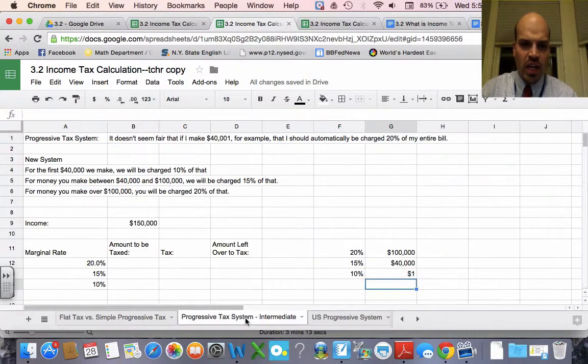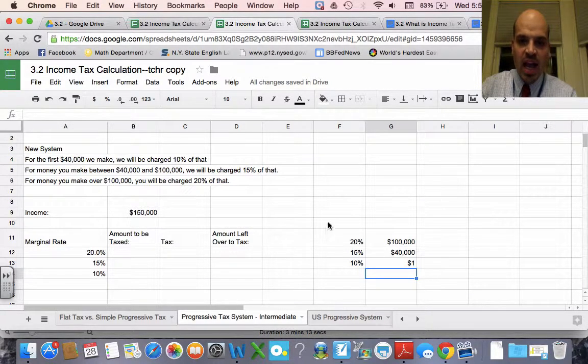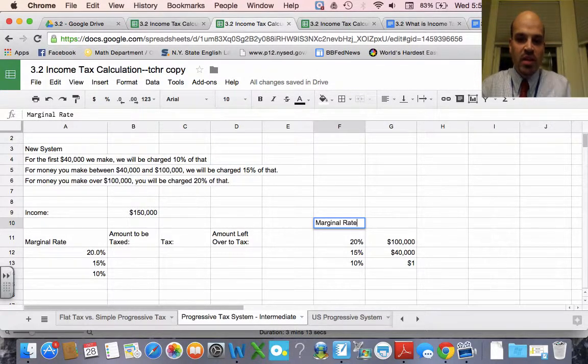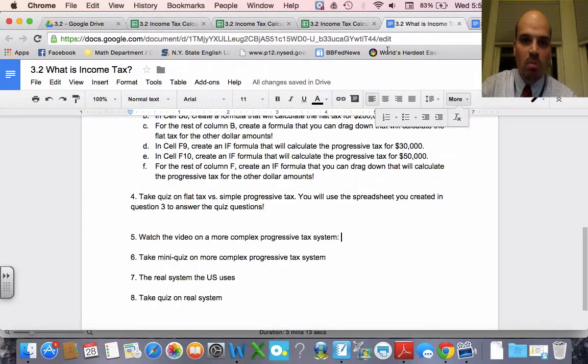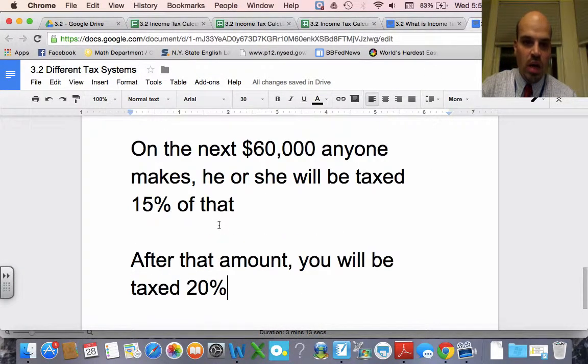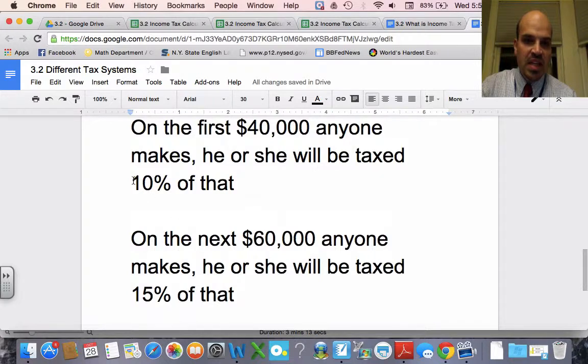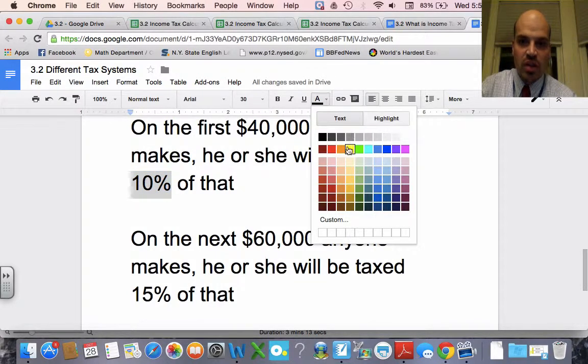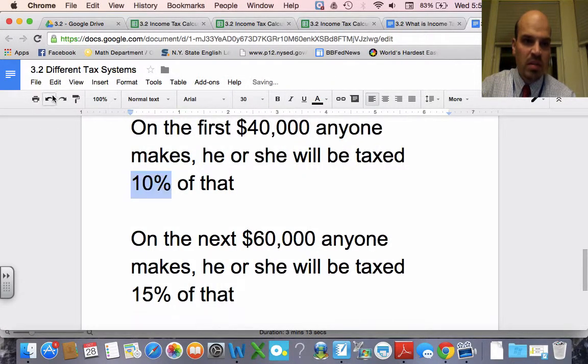This is a little tricky. We're going to set up almost an amortization table. So for example, over here I have what's called a marginal rate. Those tax rates that we discussed are called marginal rates. This is a marginal rate. You're doing 10% of the first $40,000. That's a marginal tax rate.